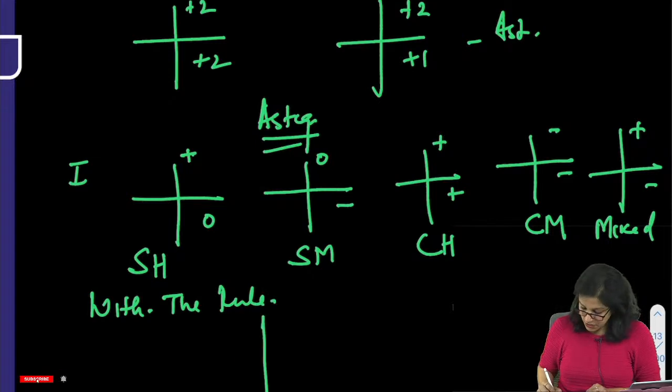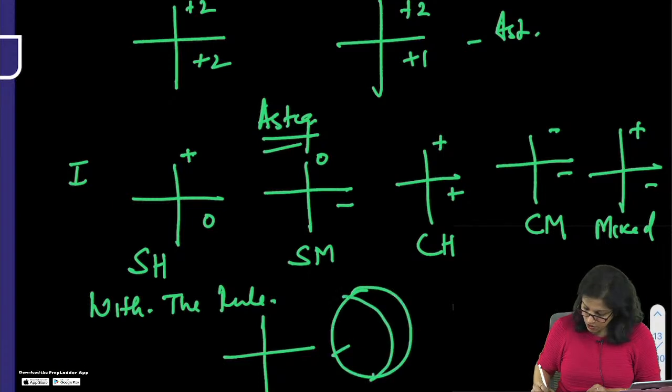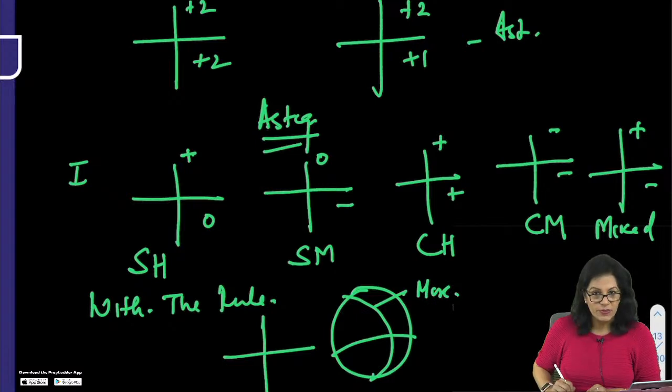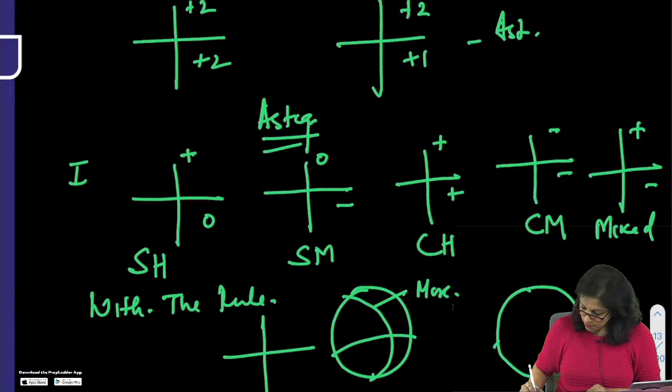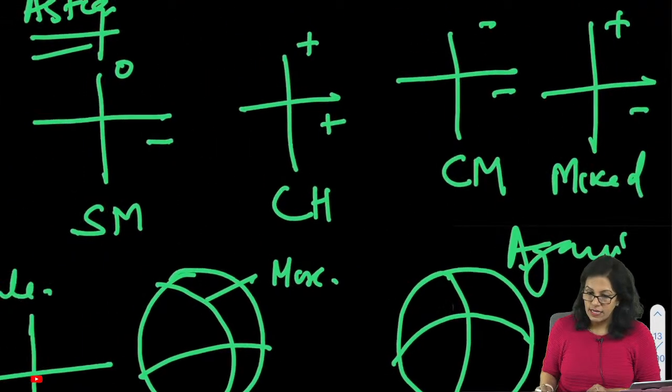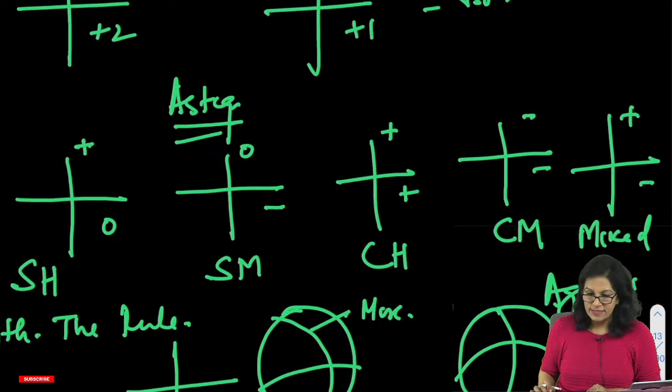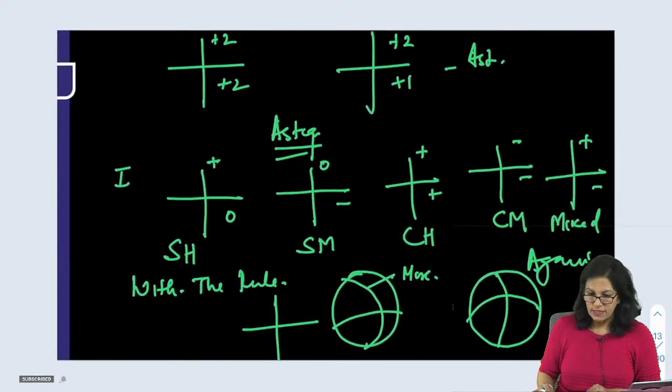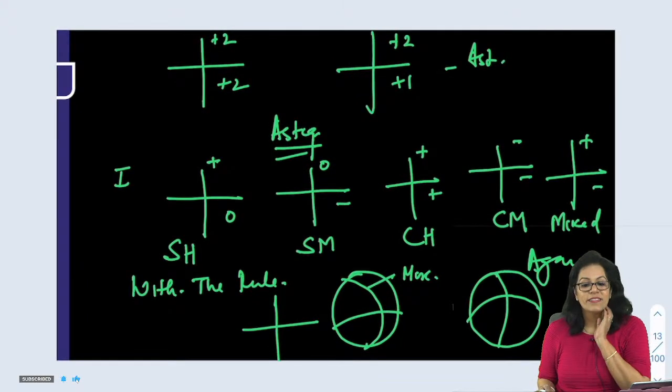Okay? So with the rule means that the power is more in the vertical. With the rule means it is more curved. This is more power in the vertical. This is your with the rule. And when there is more power in horizontal than vertical, this is what is called against the rule, right? So this becomes against the rule. Got it? What is with the rule and what is against the rule?